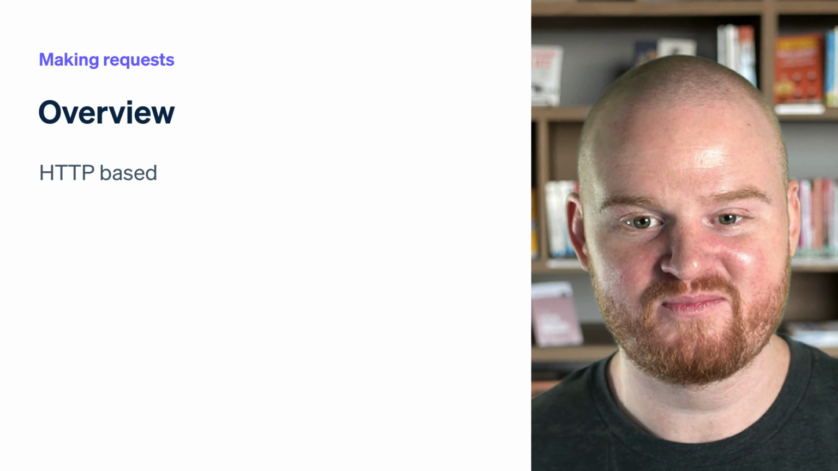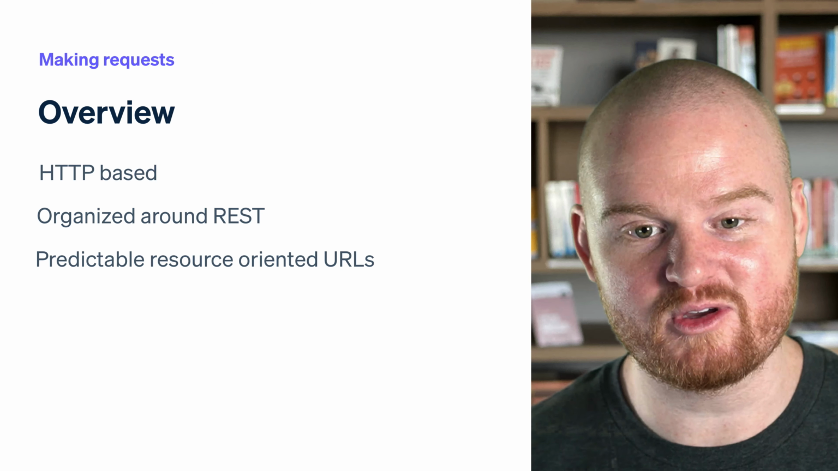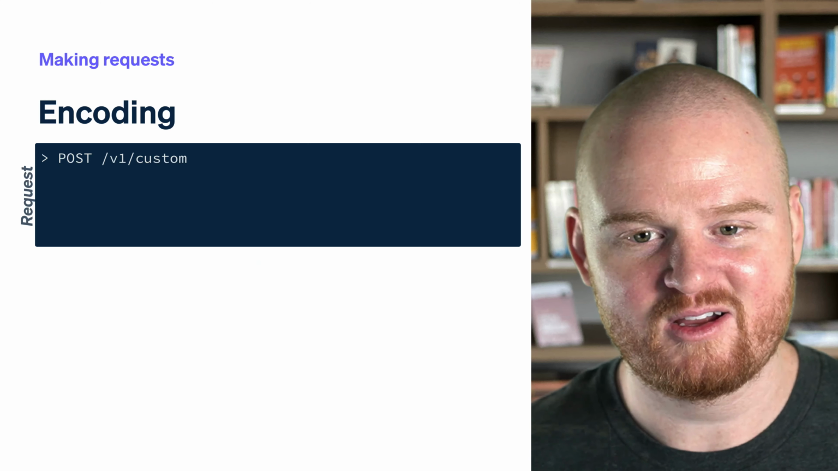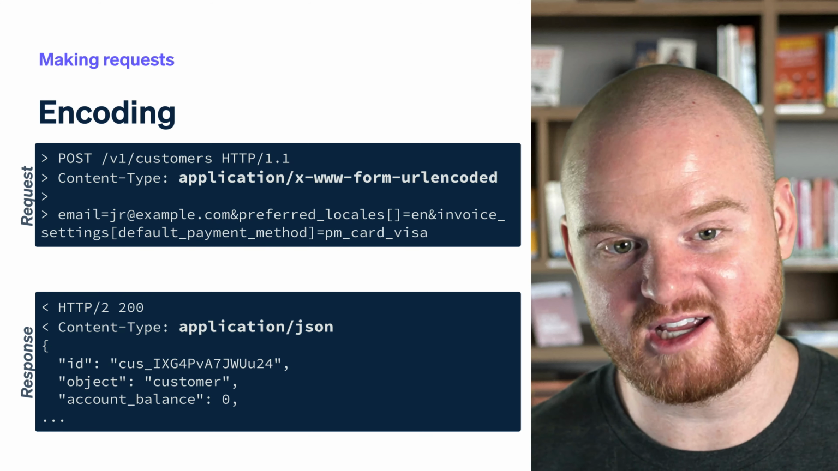The Stripe API is organized around standard RESTful conventions. It uses those standard HTTP requests and responses with predictable resource-oriented URLs. Request bodies are form encoded and responses are JSON encoded.